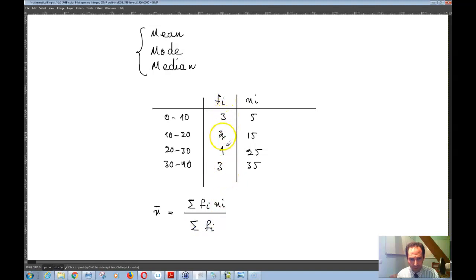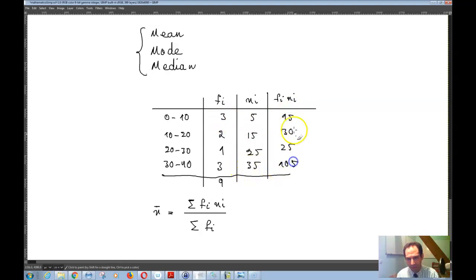Now sigma f of i over here is equal to 9. And over here, sigma f of i times x of i is equal to 15, 30, 25, and 105. Adding all of these numbers together, you get 175. So 175 divided by 9 will give you 19.4. So that's the mean of this data here. Here x bar is equal to 19.4.